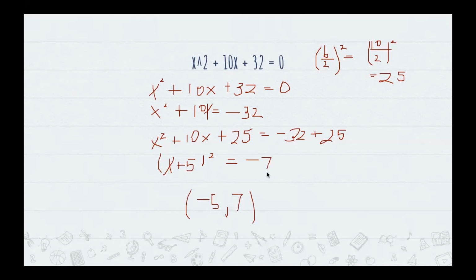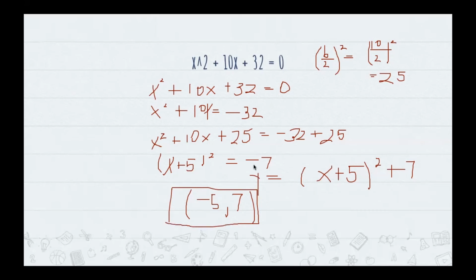So the whole thing would look like y equals parentheses x plus 5 squared plus 7. And you would derive this from that. This is your vertex coordinate, and then this is your vertex form.